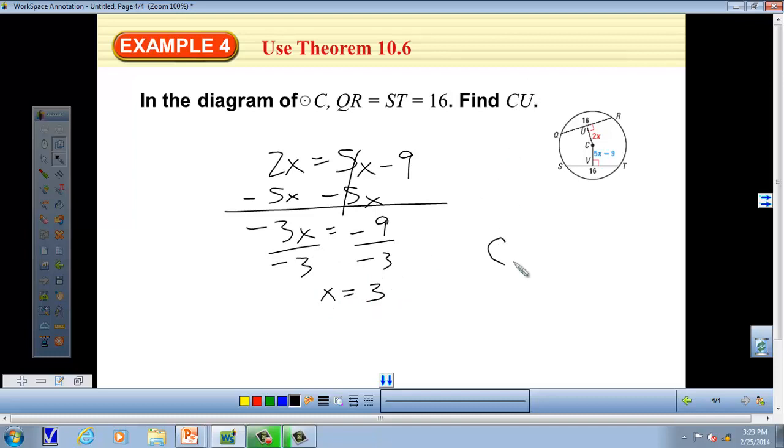We want to find CU, so CU is right here. That's 2x, so it would be 2 times 3, which would be 6. We would know that this would be 6 as well. And if we plugged in 3, we'd get 15 minus 9, which is 6.